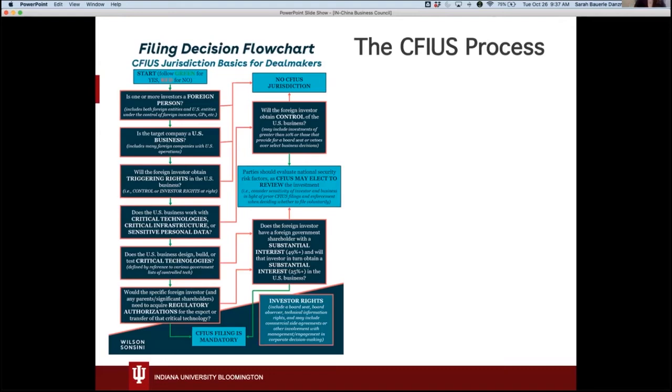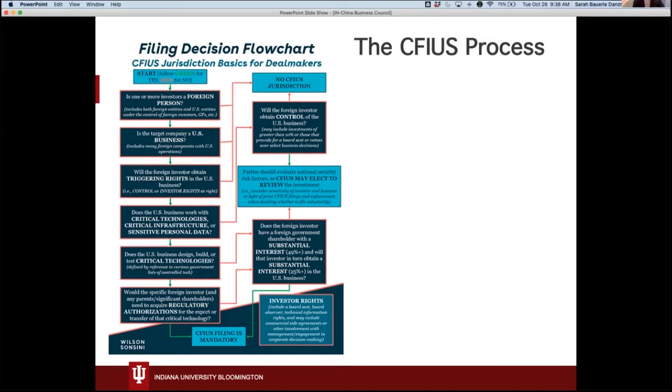So over here, I have a flow chart that helps someone determine whether or not a transaction is covered by CFIUS and whether it is a covered voluntary filing or a covered mandatory filing. So basically, if you are engaged in a transaction, what you need to do is first determine if you're covered or not.